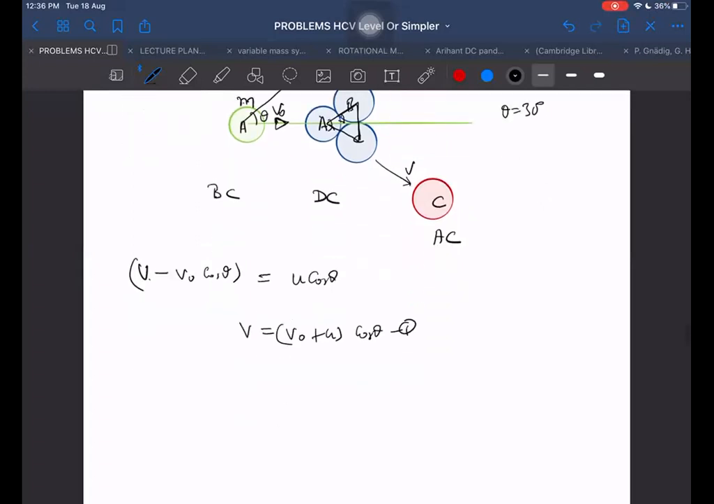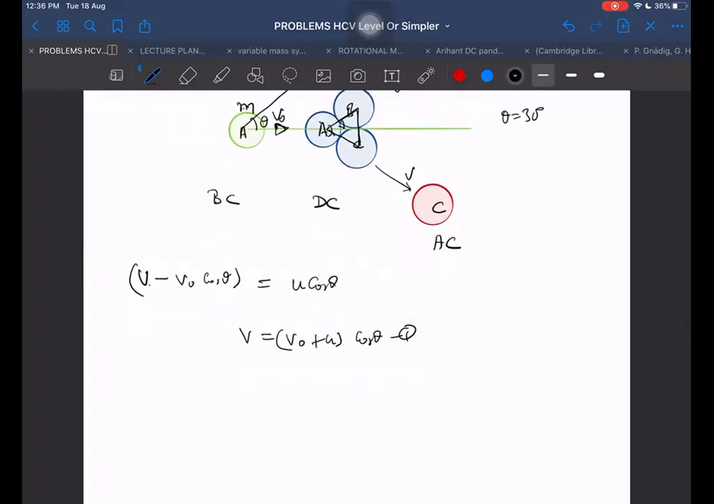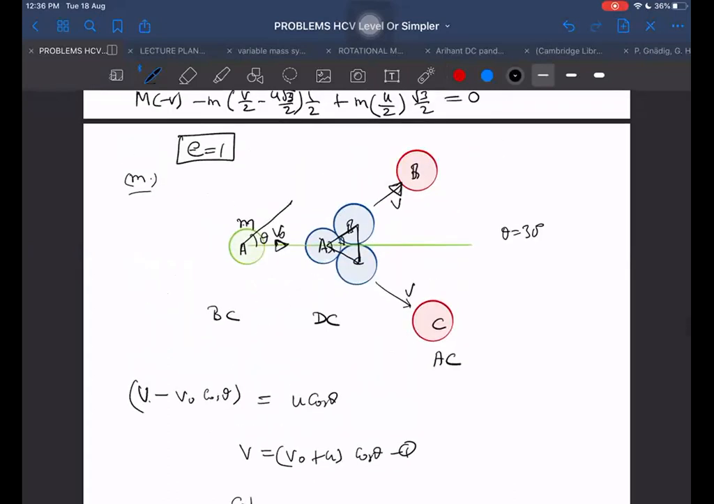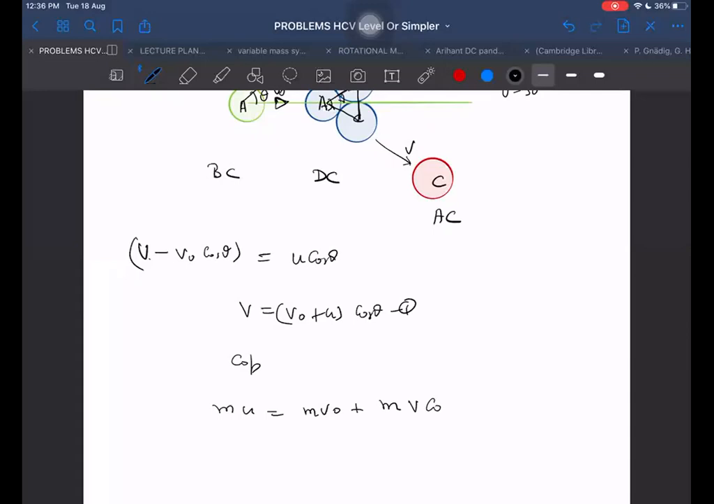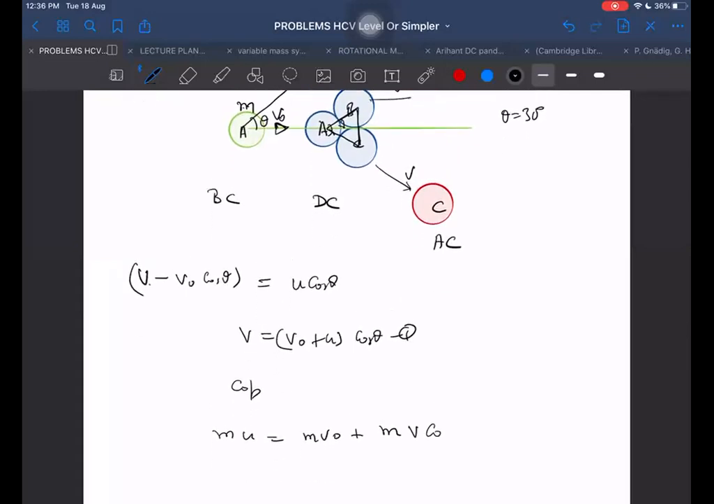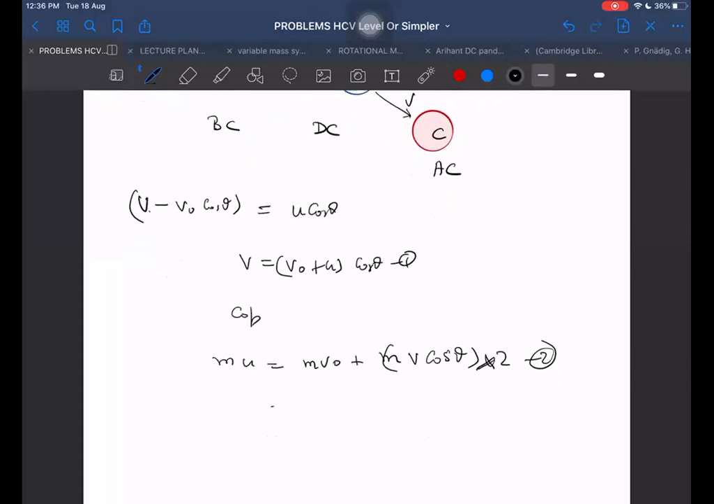That is one equation. Second equation: conservation of momentum along horizontal. That is M into U is equal to M into V naught plus M into V cos theta for the other two masses, which have velocities V each. I take the component of V along horizontal, which is V cos theta, but there are two such masses, so into 2. That is the second equation. From there you get V and V naught, and that will be the right answer.